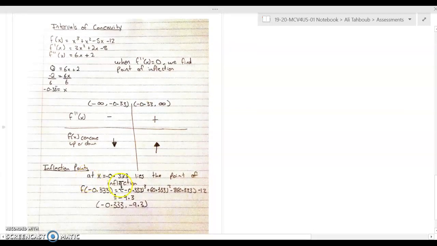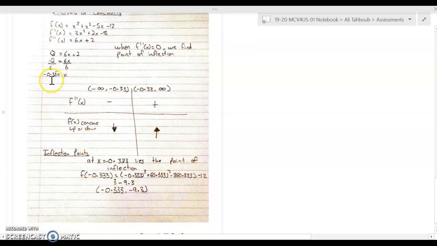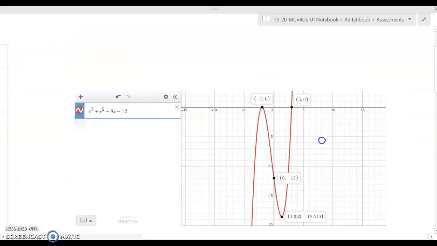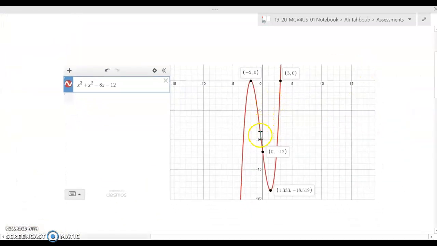Now, to find the final thing, which was the inflection point, as I said before, we know that negative 0.33 is actually the x value of the inflection point on the original graph. So very simple to find the y. All I did was I subbed in x into the original function, which is f of x. So I basically turned f of x into f of negative 0.33, plugged in all the x values, and I roughly got (negative 0.33, negative 9.3) as being the point of inflection. And we can prove that here on the Desmos graph. Unfortunately, for some reason, it wouldn't pick it up, but the point of inflection is roughly around here, and we can see that that's roughly around negative 0.33 and somewhere around negative 9 over here.